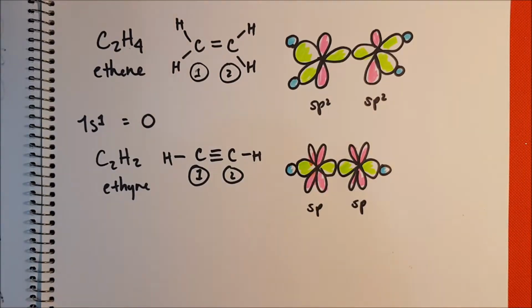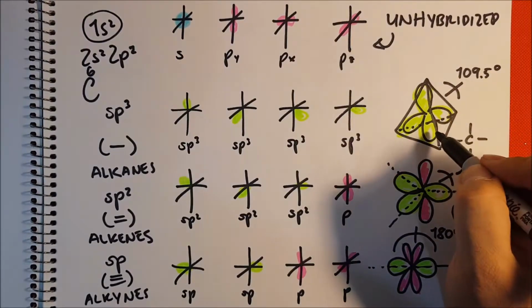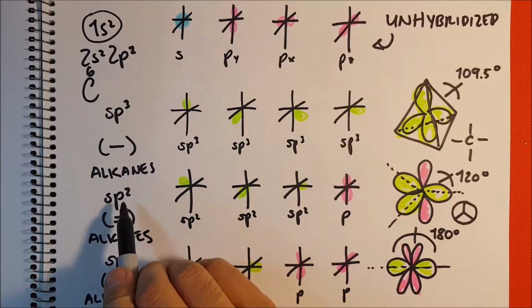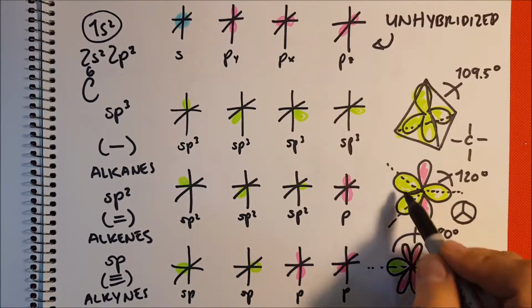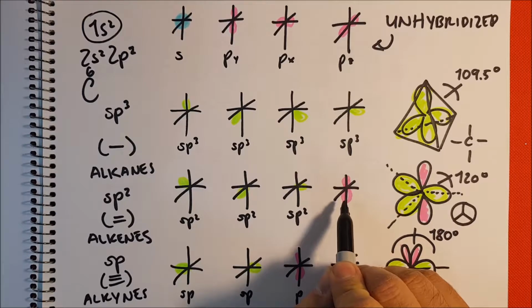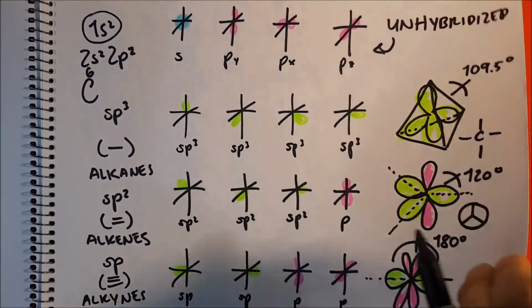Now, if we remember the anatomy of each of the hybrids, each sp3 carbon has 4 orbitals, all of which are hybrids. Each sp2 carbon has 4 orbitals, 3 of which are hybrids, and 1 which is unhybridized. And last but not least, the sp carbon has 4 orbitals as well, but only 2 of them are hybrids, 1 and 2, and the other p orbitals, which are also 2, are unhybridized.